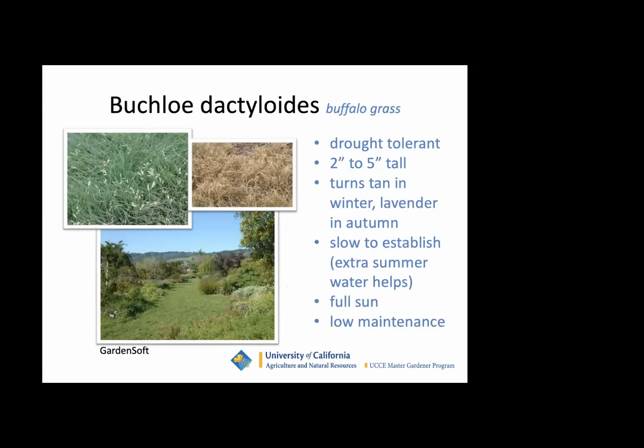And this is a buffalo grass. This one takes a special kind of user who doesn't mind plants browning out in the summer. And of course, this is what many of our California native plants do, and why we got the name the Golden State, right? It turns tan in winter and lavender in autumn. This one does, but it dries out in summer. It can be slow to establish, and if you want to keep it green, you can water it, but of course that would sort of defeat the purpose. Anyway, this would be a low maintenance alternative.